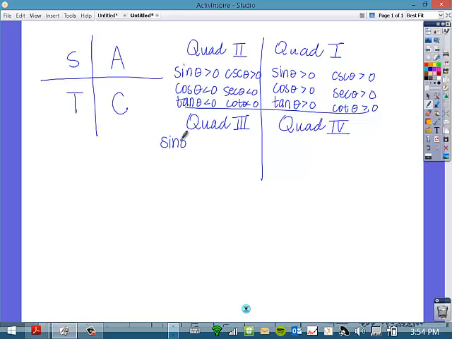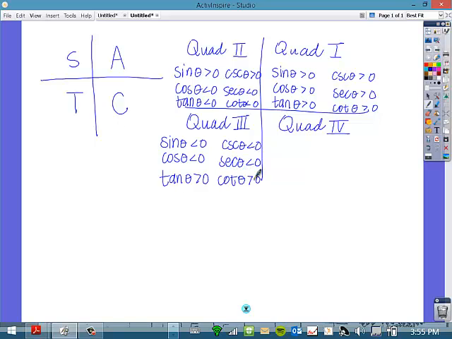So sine is negative and cosine is negative, meaning that cosecant and secant are negative. Tangent is the only one that's positive, so tangent is positive and so is cotangent.